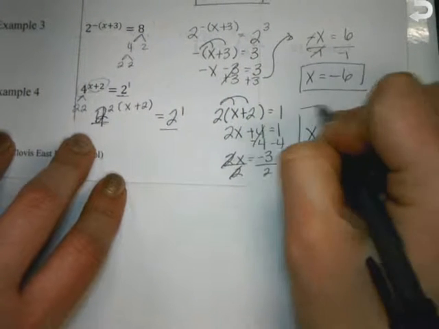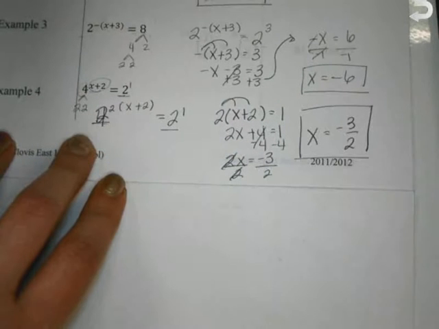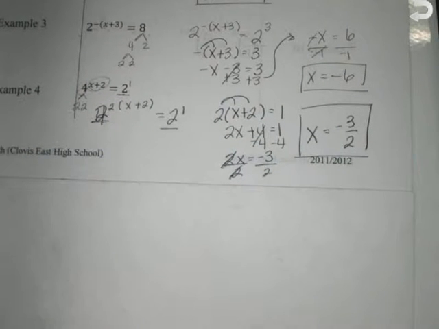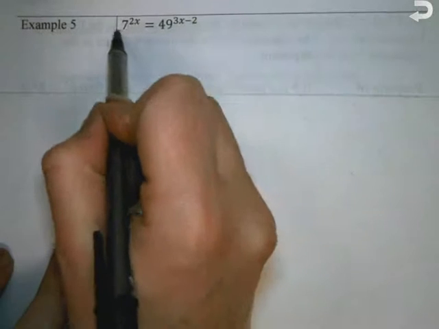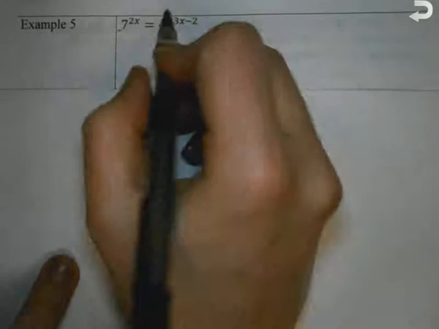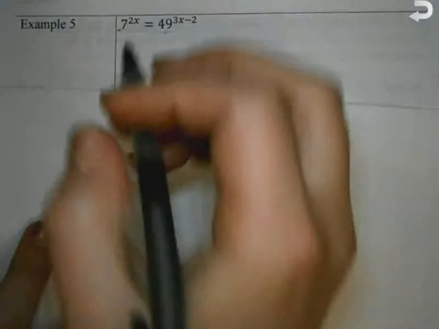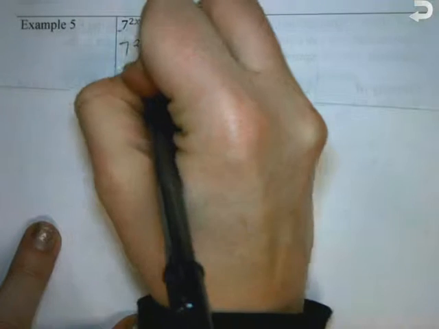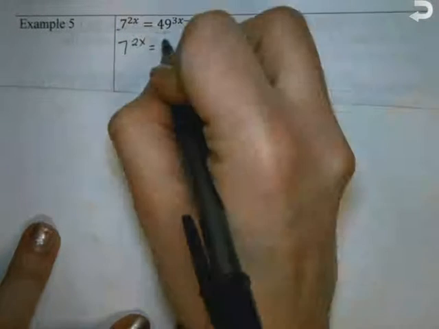So example 5. What do you think my base is going to be here? 7. And we're going to end up doing the same thing. 49 is the same as 7 to the second. So this is 7 to the 2x equals 7 to the 2 times 3x minus 2.